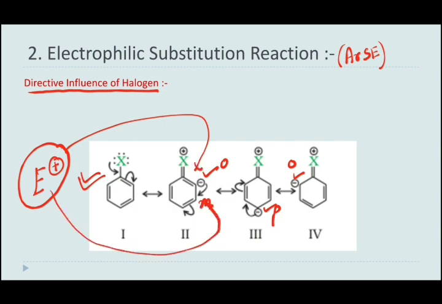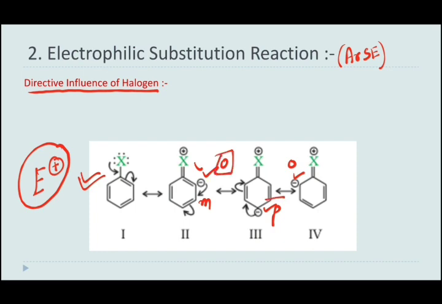Obviously, the electrophile will like the more electronically rich site, which is ortho and para. And when we compare ortho and para, it will like to add on the para position more, because the steric repulsion will be lesser at the para position. So the directive influence of halogen is ortho and para directive.